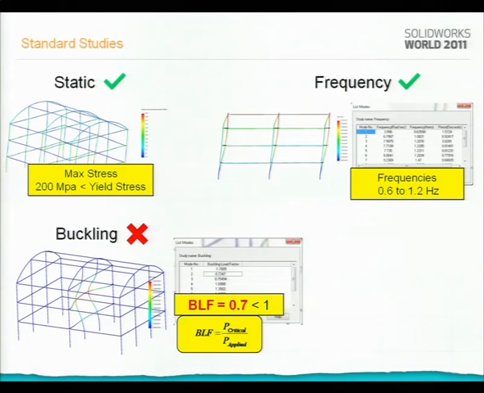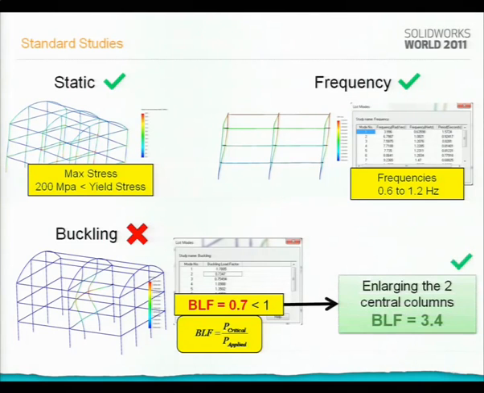So in this case, as you told me, I enlarged the two central columns, and I got BLF equal 3.4, so it passed the buckling analysis. So the standard analyses are okay.